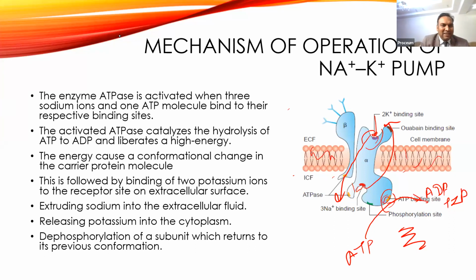This ouabain is a chemical, an alkaloid. Alkaloids are chemicals which are taken out from plants. We can call them poisons also. So those alkaloids, when given to any individual, can block the sodium-potassium pump. How do they block? By binding to this site. They stop the activity of this pump. Now is everyone clear about the ouabain binding site?